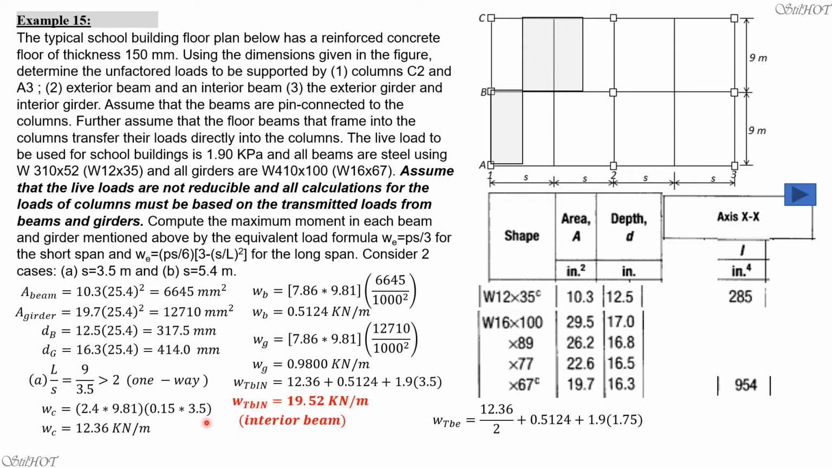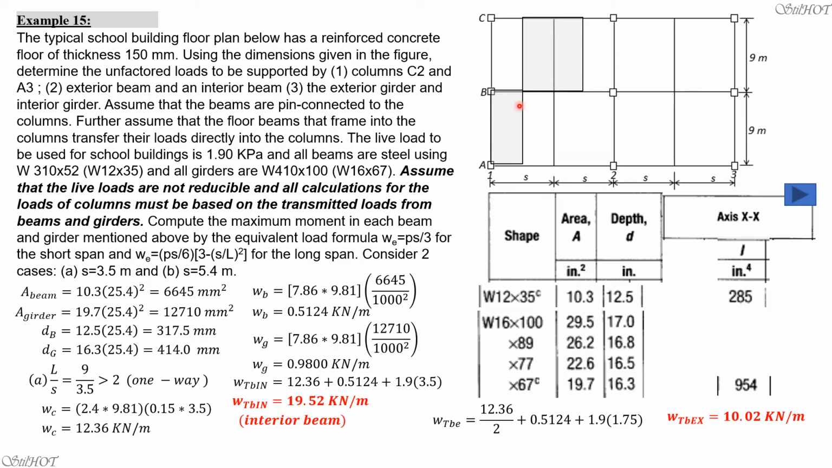So 3.5 over 2 is 1.75. In other words, 12.36 divided by 2, plus the weight of the beam, which is 0.5124, plus the live load, which is 1.9. We just multiply it by S over 2, which is 1.75. So the total uniform weight over the exterior beam is 10.02 kilonewton per meter.